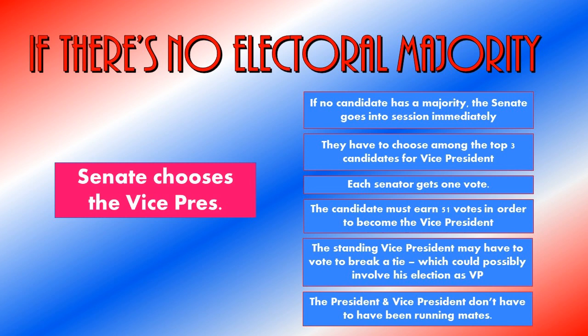We could end up in a situation where Democrats had more support in the House, and so the president was a Democrat, but in the Senate, Republicans had more support, and so the vice president was a Republican. So we could end up with a situation where the president and the vice president were not actually running mates. Just a weird little feature of this plan.